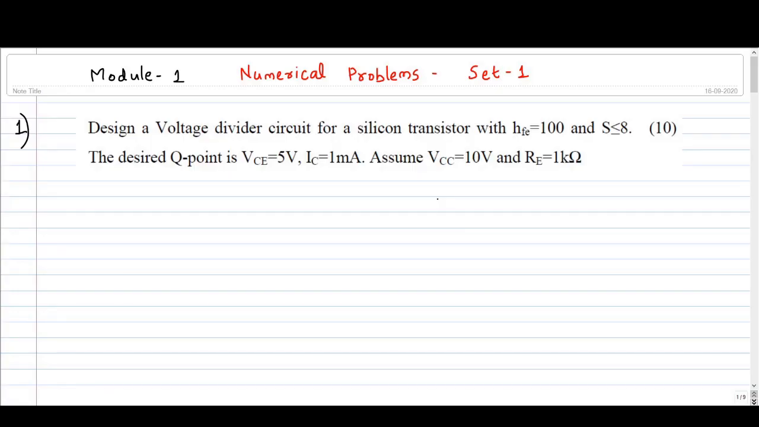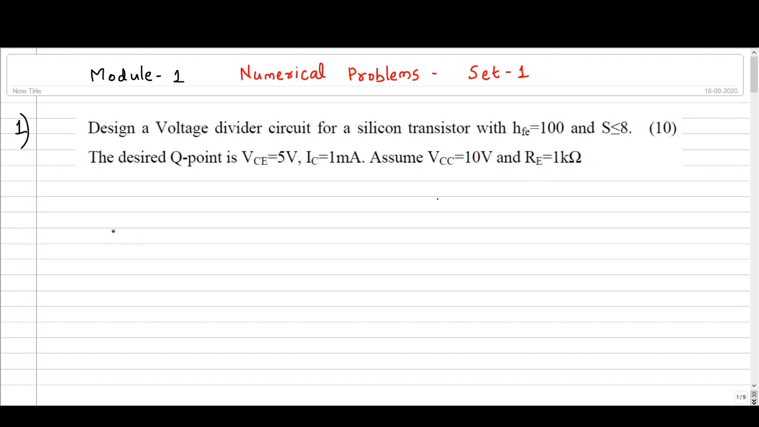Welcome to this video. Today we will discuss some numerical problems related to transistor biasing. So the question is displayed here. You have to design a voltage divider circuit for a silicon transistor with HFE equal to 100 and S less than or equal to 8. The Q point is given, VC equal to 5 volt and IC is 1 milliampere. The source voltage is 10 volt and the resistance RE is 1 kilo.